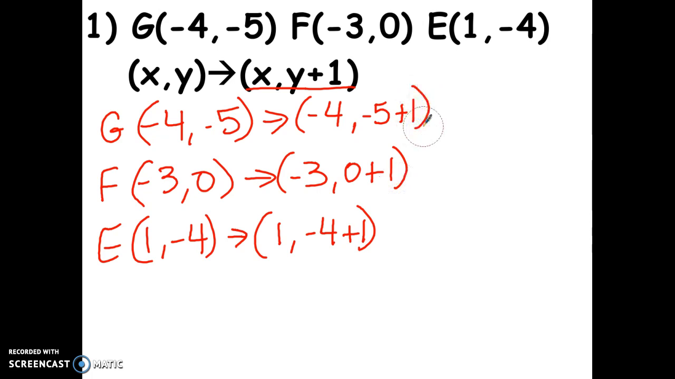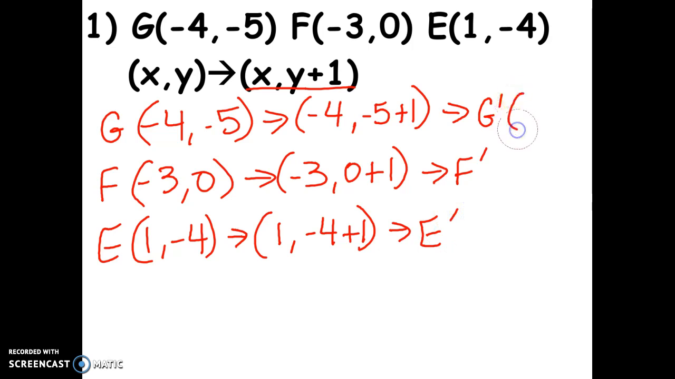Okay? And again, this step is optional as well, but for anyone who struggles with the process, you need to go all the way through it. Okay? Don't take any shortcuts if you struggle in any way whatsoever. So now we're ready to write our image ordered pairs. So I'm going to go ahead and write my labels. Remember, you have to use the prime symbols: G prime, F prime, and E prime.